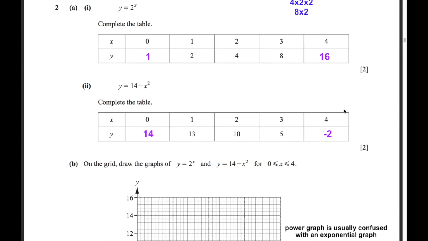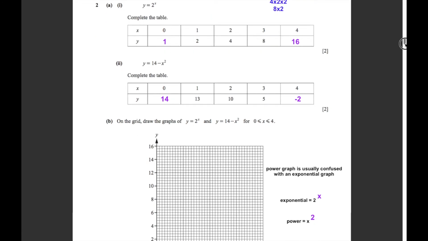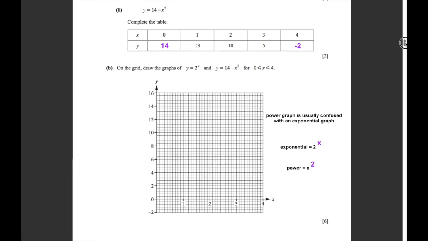Okay, I'm going to just zoom out a bit. All right, so we have this grid, and we're supposed to draw the graph of these two equations, between 0 and 4. Okay, so power graph is usually confused with an exponential graph. So this is an exponential graph, which is 2 to the power of x. So in this case, the variable is the exponent. And then here, for power, it's x to the power of 2. So here, the constant 2 is the power, or its exponent. Okay, so let's start.